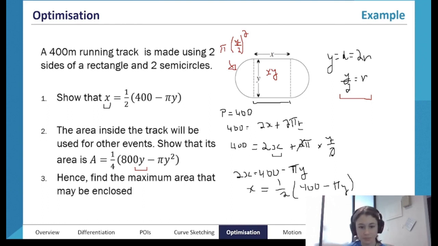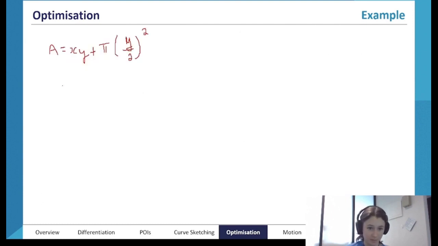If you notice from the last section, we have this lovely little equation of x in terms of y. So this is actually what we need to substitute in for x over here. So for x, we are going to have a half outside of 400 take pi y, and then we're going to have y here again, plus pi outside of y squared over 4.